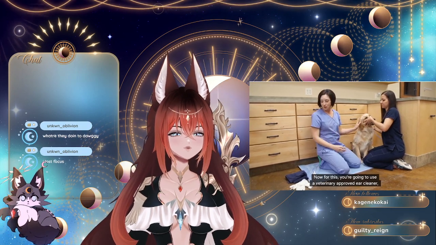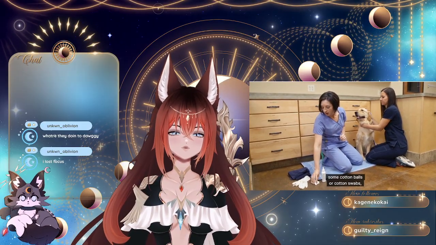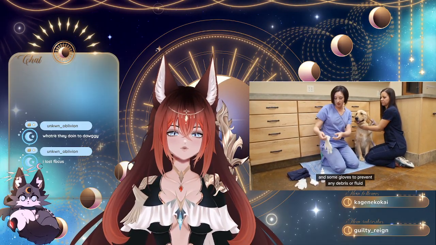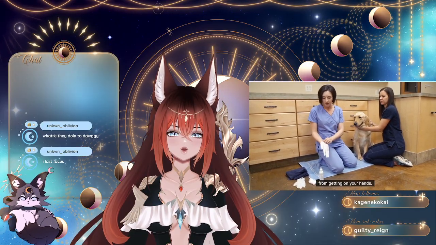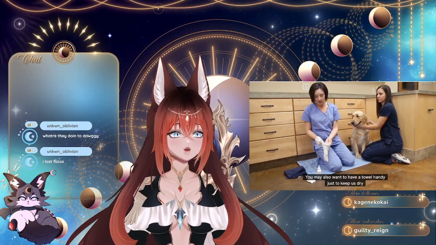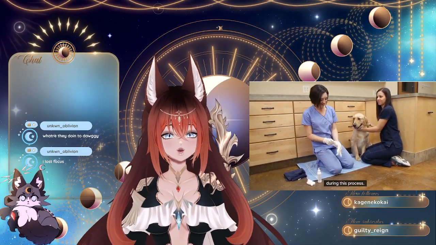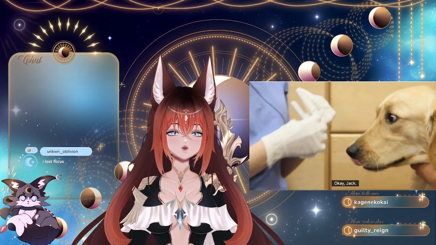Now for this, you're going to use a veterinary approved ear cleaner, some cotton balls or cotton swabs, and some gloves to prevent any debris or fluid from getting on your hands. Because ears are nasty, guys. You may also want to have a towel handy just to keep us dry during this process. Ears are very, very nasty. Always wear gloves.